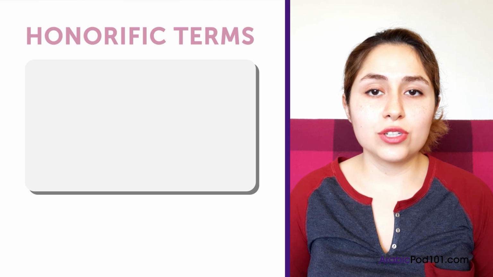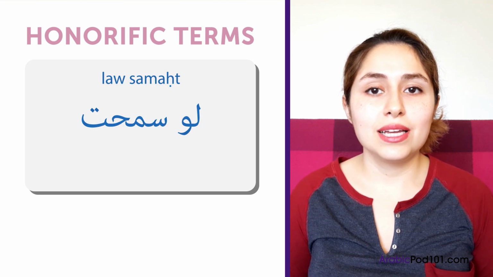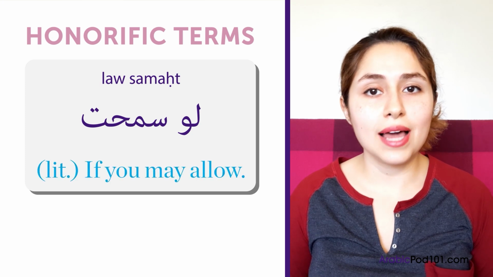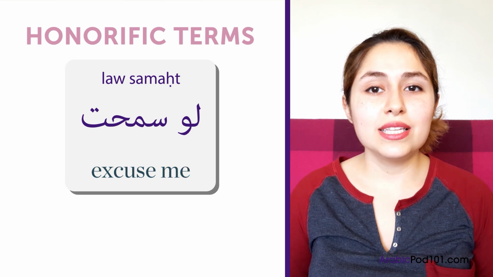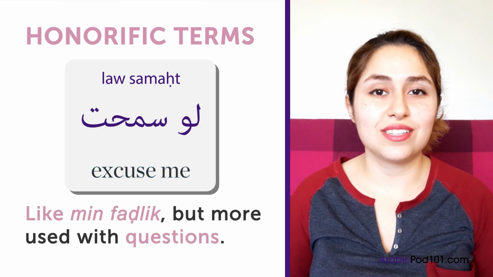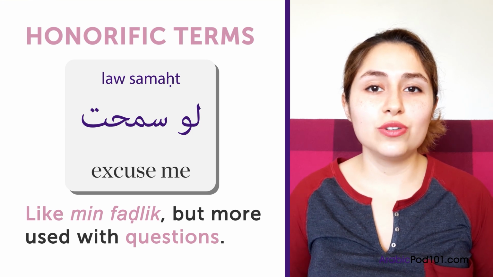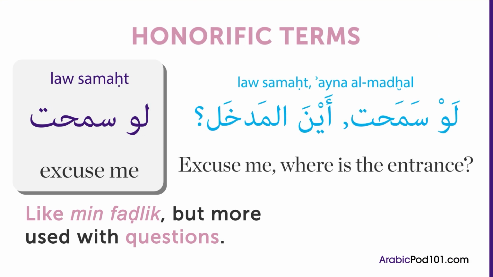The next honorific term is لو سمحت. لو سمحت, literally meaning if you may allow. This one means pardon me or excuse me. It's a little like min fadlik, but is more often used with questions. Adding it to any question you ask will make you sound more polite. For example, لو سمحت أين المدخل? Excuse me, where is the entrance?